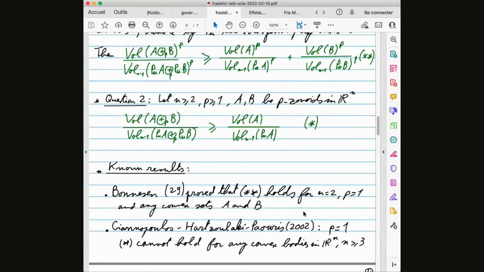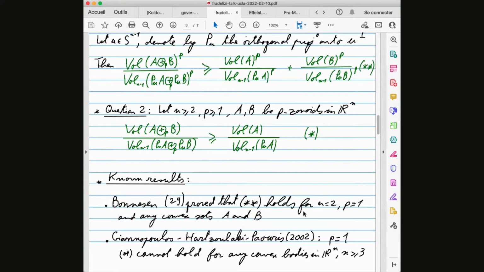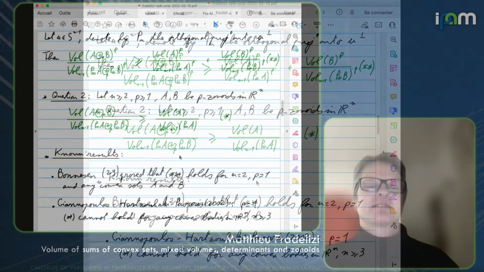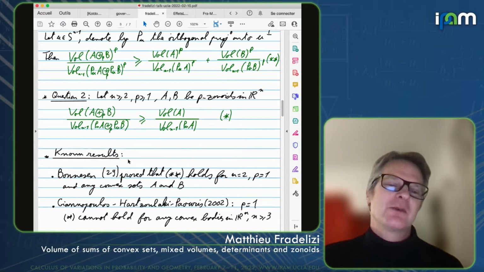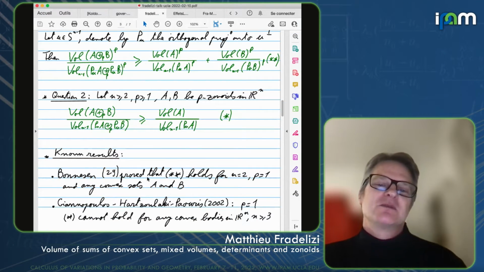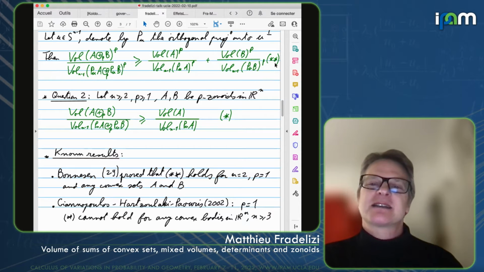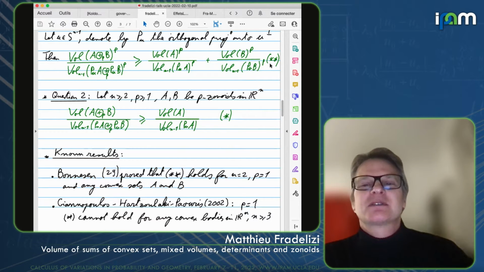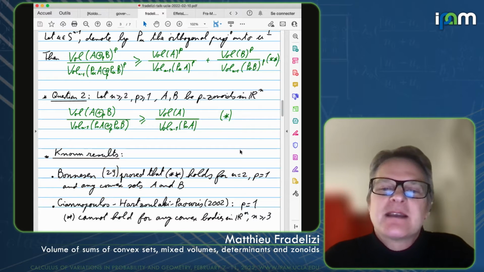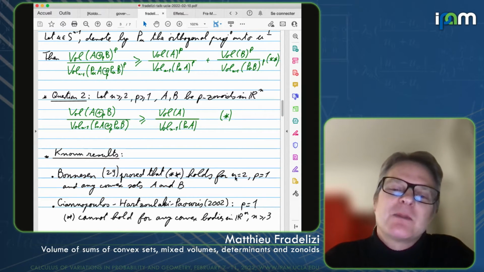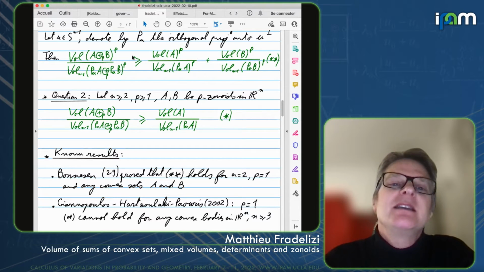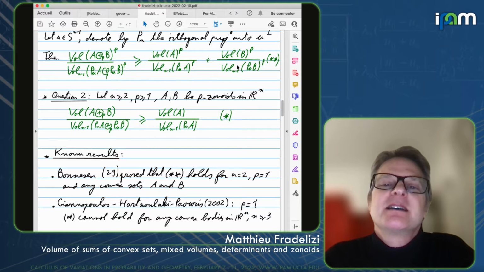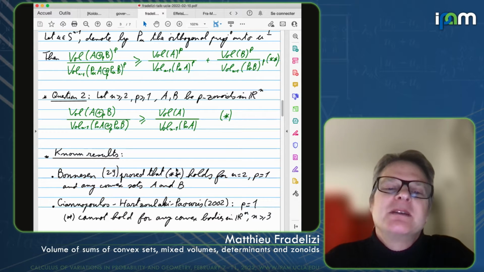So what's known about these inequalities and why do we bother to look at them? It comes from almost 100 years ago. Bonnesen proved the first star in the most elementary case, which is p equals 1 and n equals 2. In this case, star is true for any convex A and B, and not only for A and B zonoids.